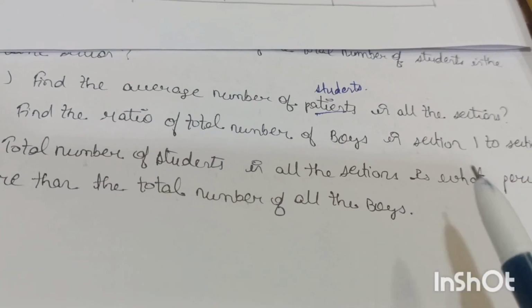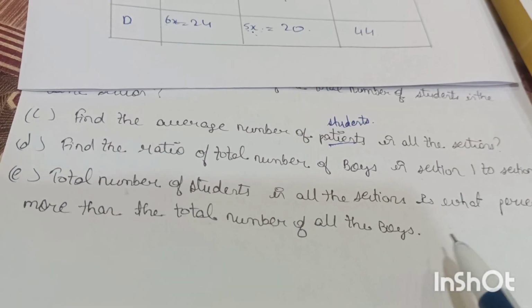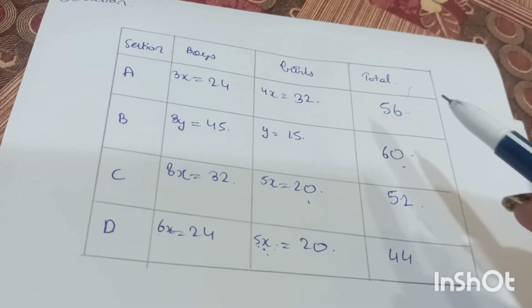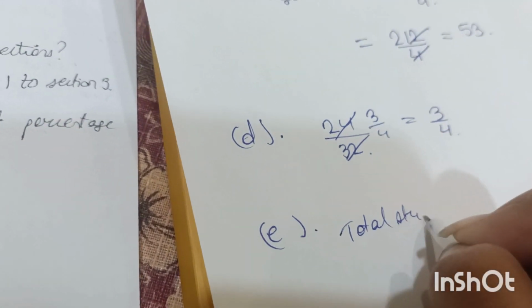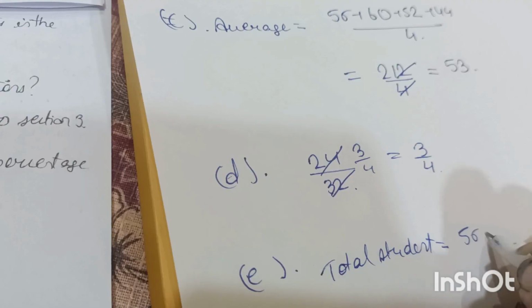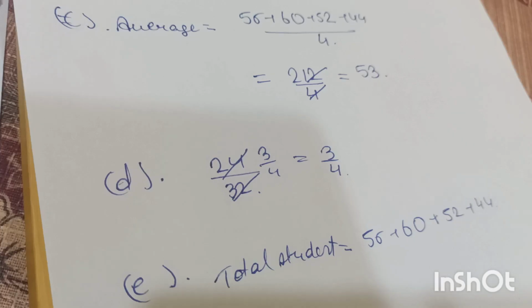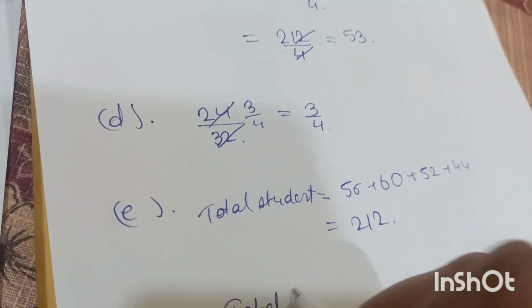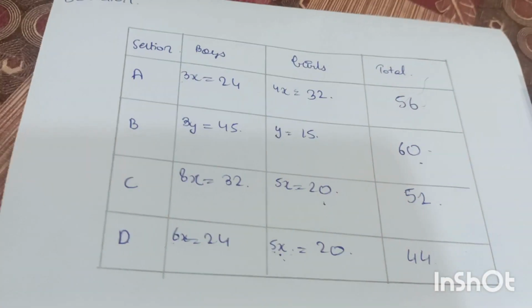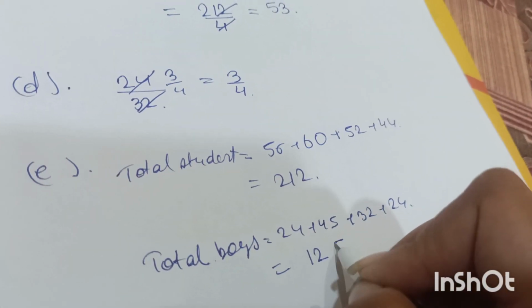Total number of students in all the section is what percent more or less than in boys. So total students, you will add, you will get the value as 56 plus 60 plus 52 plus 44. It will become 212. Total boys, 24 plus 45 plus 32 plus 24. So when you will add, you will get 125.